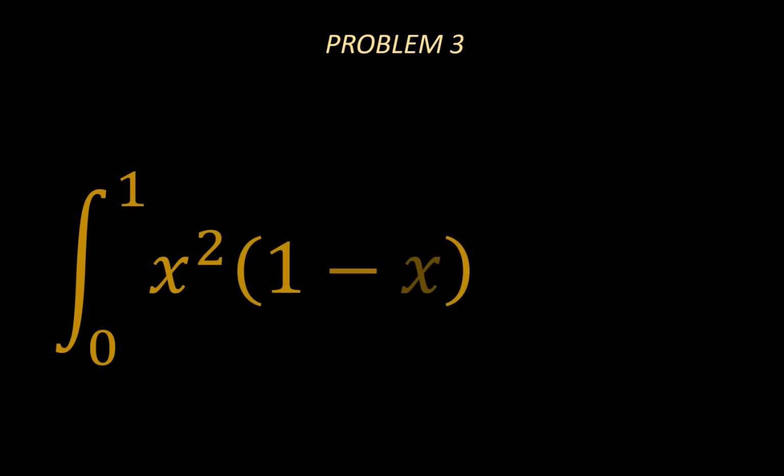So problem number 3 is the definite integral from x equals 0 to x equals 1 of x squared times 1 minus x to the power 2024. So this problem, I would use integration by parts. I like it because this is a very straightforward and easy to understand methodology.